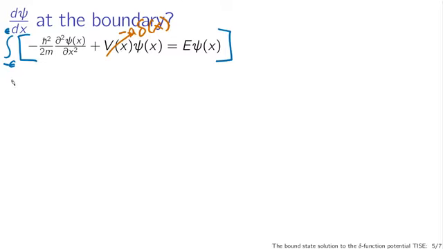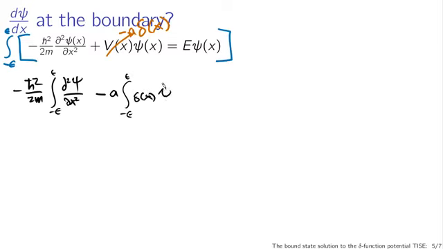To rewrite that, what we've got is minus h bar squared over 2m times the integral from minus epsilon to epsilon of the second derivative of psi with respect to x squared. That's our first term. Then substituting in for our delta function, we have minus a times the integral from minus epsilon to epsilon of delta of x psi of x. And then on the right-hand side, we have the integral from minus epsilon to epsilon of energy, which is a constant and can come out, times psi of x. All of these integrals are taken with respect to x.